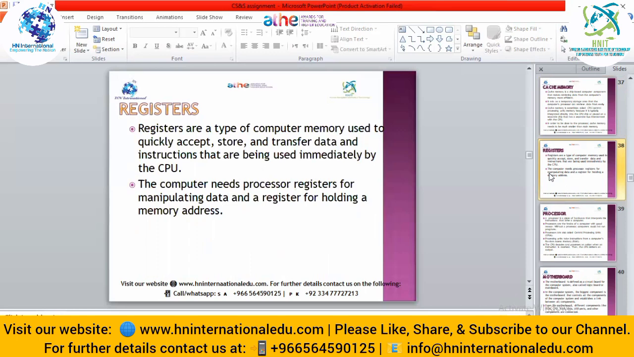Registers are the memory places placed on the microchips. There are 32 or 64 registers on the microprocessor chip. Each register has its own work. The instruction that is currently being processed by the CPU is kept inside the registers. So they are very quick and the fastest memory. The computer needs processor registers for manipulating data and a register for holding a memory address.